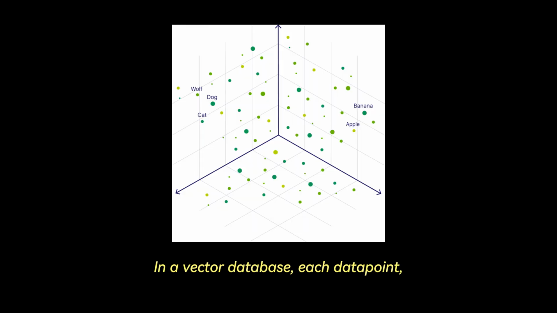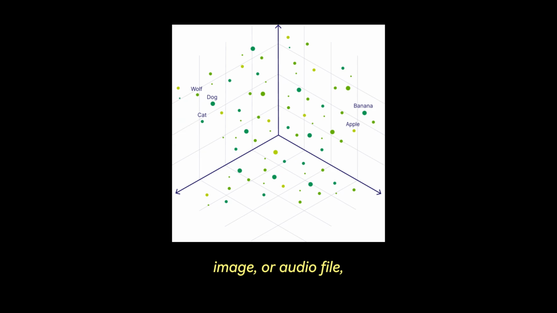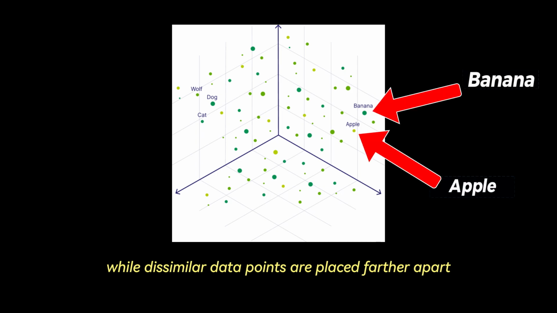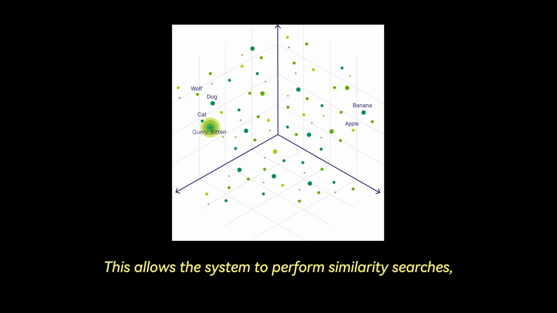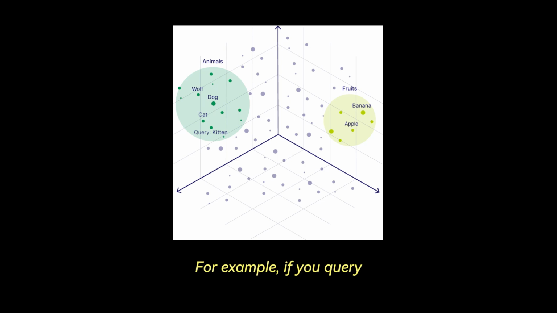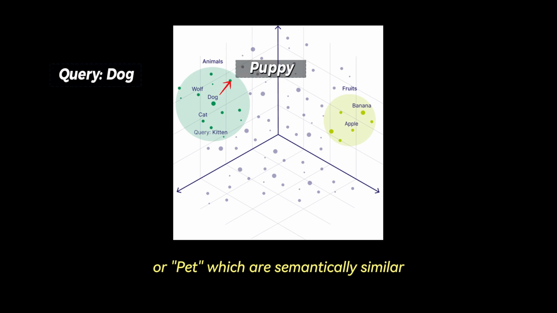In a vector database, each data point, for example, a document, image, or audio file, is represented as a vector in a high-dimensional space, and similar data points are placed close together while dissimilar data points are placed farther apart. This allows the system to perform similarity searches, which are core to the database's function. For example, if you query the database with a vector representing dog, the system should return vectors representing puppy or pet, which are semantically similar.